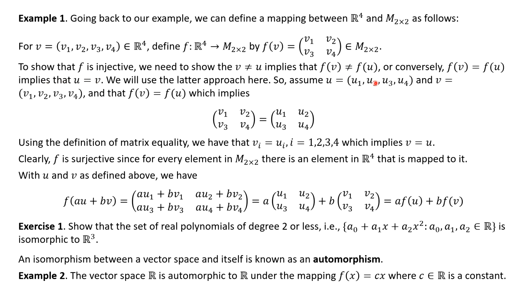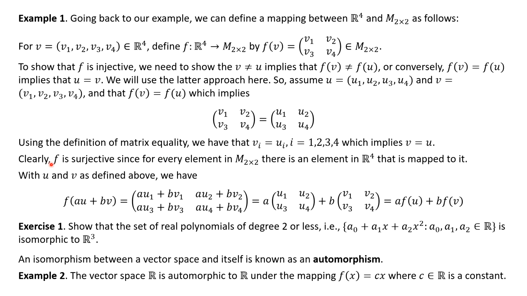So assume that we have u and v from R4 and the function evaluated at these two vectors are equal. So that means using our definition here, we have this being equal. But by the definition of matrix equality, v1 equals u1, v2 equals u2, v3 equals u3, and v4 equals u4. In other words, v equals u. So the two vectors are the same. So that proves one-to-one.